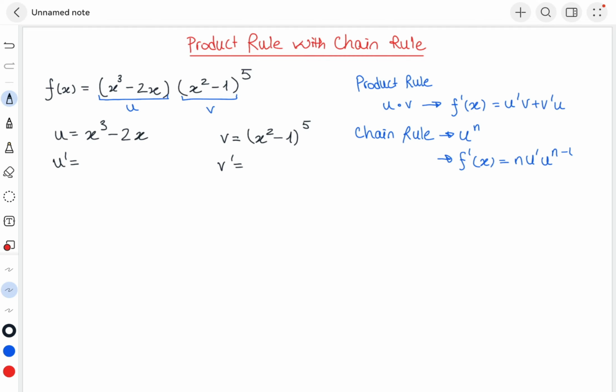u prime in this case will be 3x^2 - 2. The derivative of x^3 is 3x^2, and the derivative of -2x is -2.